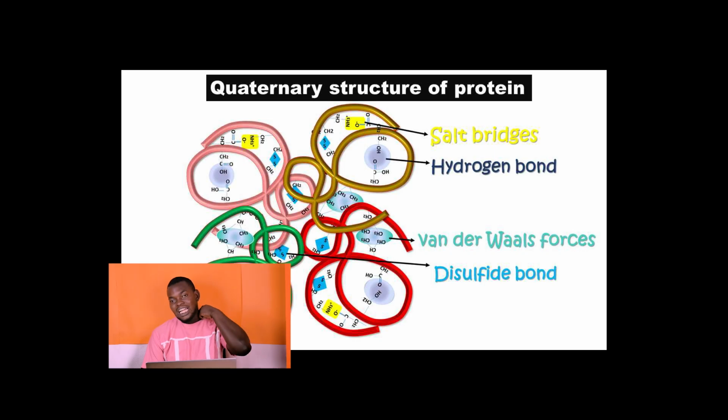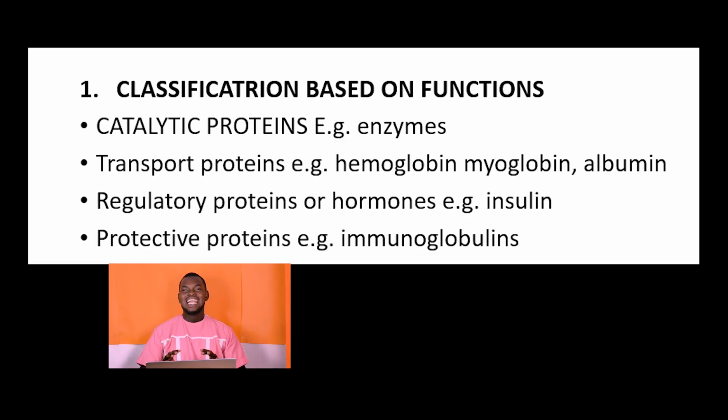The next thing we're looking at is the classification of proteins. Proteins are classified into different categories based on their functions, their solubility, and the like. So we'll be exploring those different categories. The first category we're looking at is classification of proteins based on their functions. Based on their functions, we have some proteins which are called catalytic proteins, and examples of catalytic proteins are enzymes.